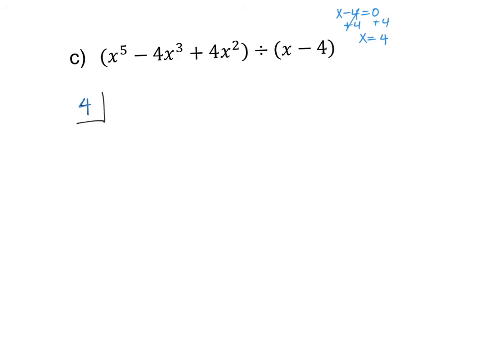Now, I know that my highest power here is to the 5th, so I need to write out all my exponents until I reach the constant.